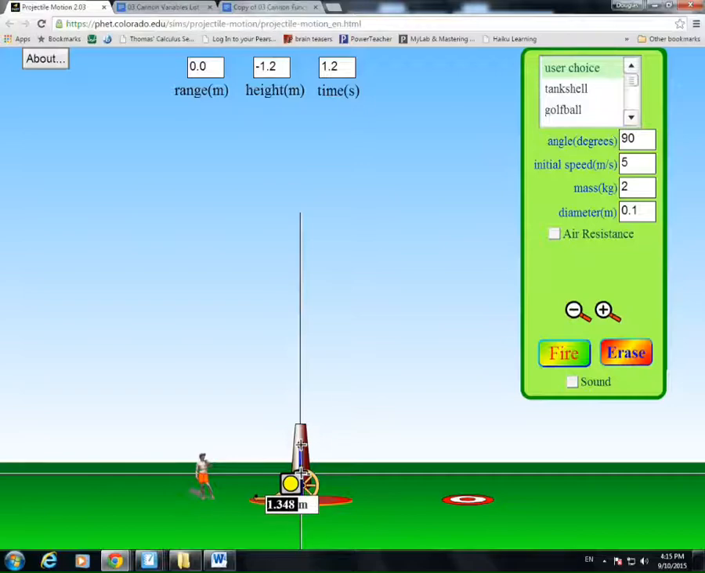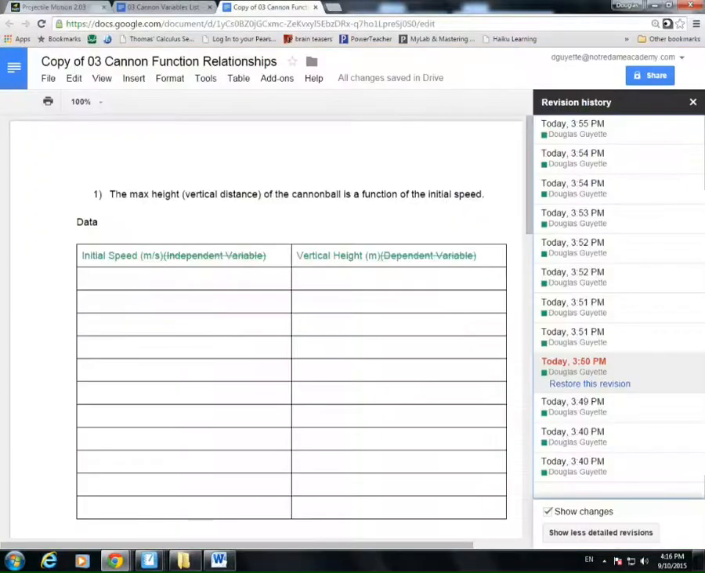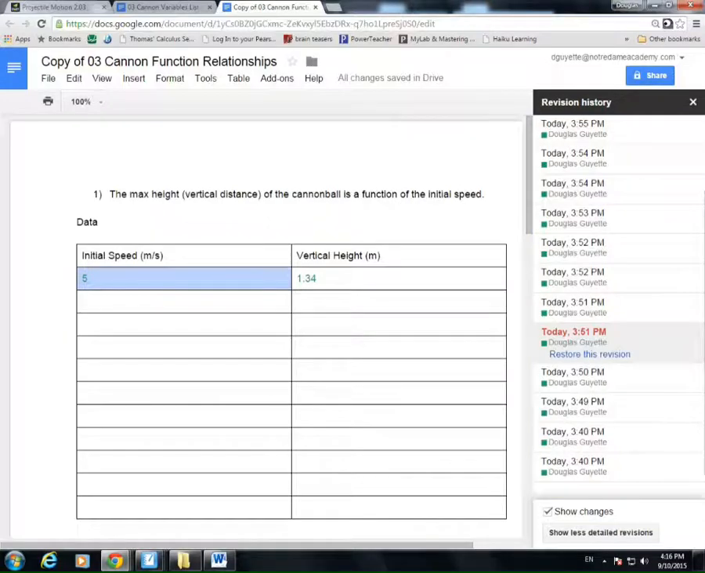It's about 1.35 would be that height. So I'll go back to my data table, and I enter the data, or it's 1.34. So at the initial speed of 5, I went 1.34 meters in the air. That's about 3 or 4 feet in the air from a 5 meter per second blast.